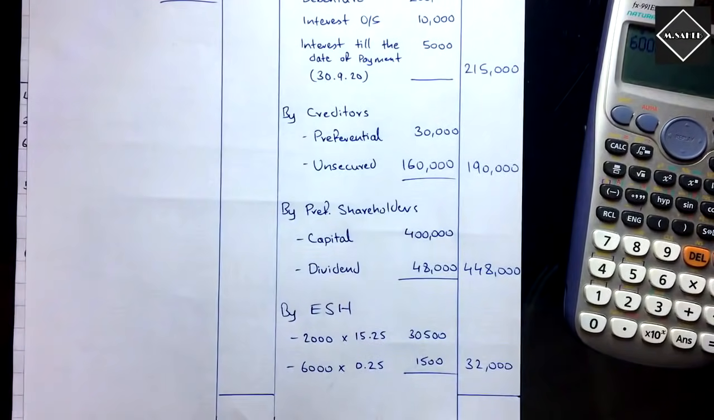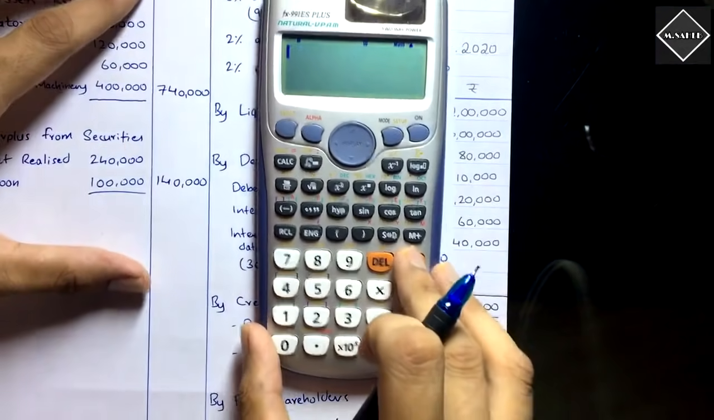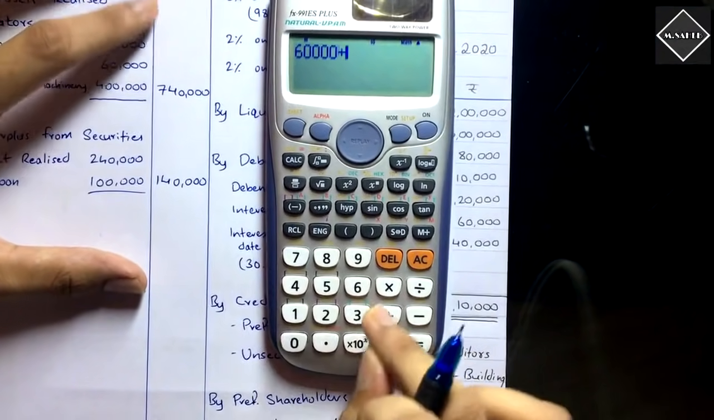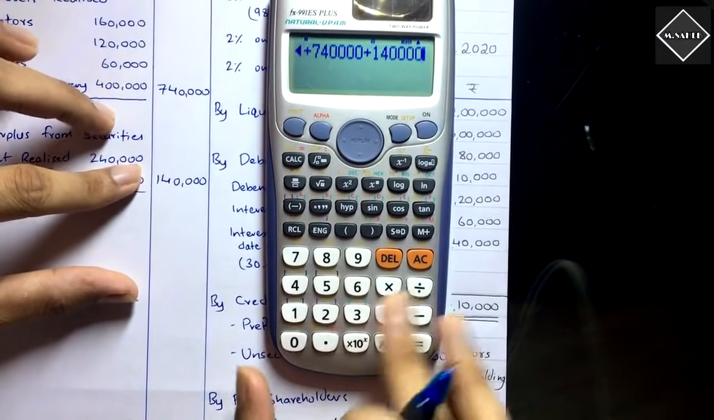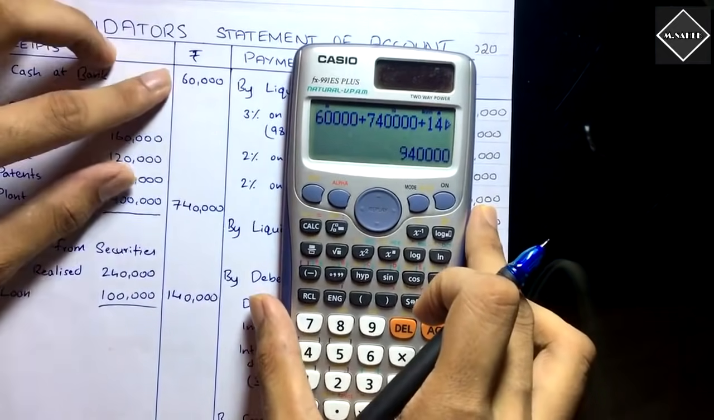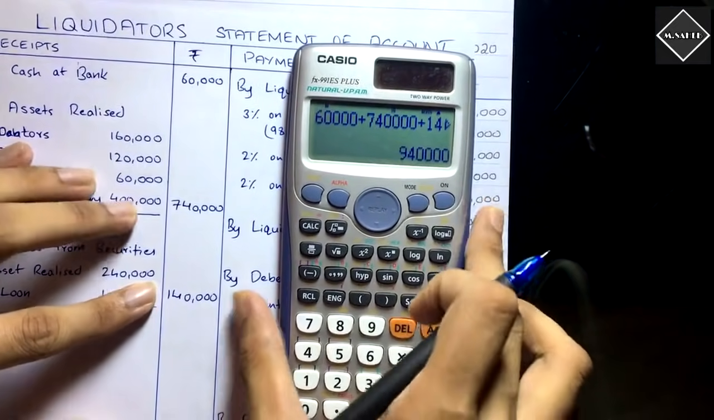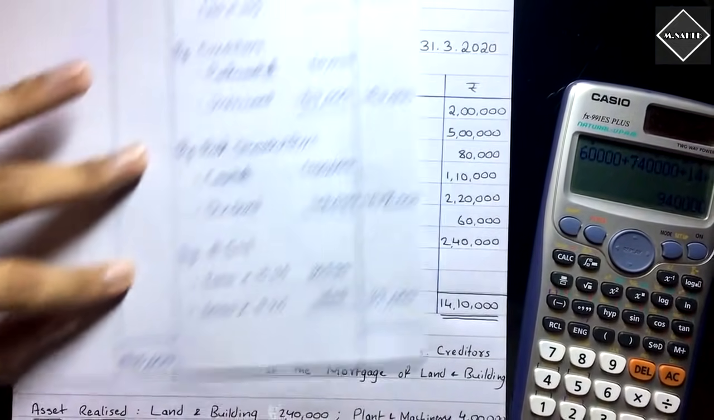So now let's tally this statement. See, it's very simple. So let's add up all this. See here, 60,000 plus 7,40,000 plus 1,40,000. Yeah, that is equal to 9,40,000. So let's write that down in the total column, 9,40,000.